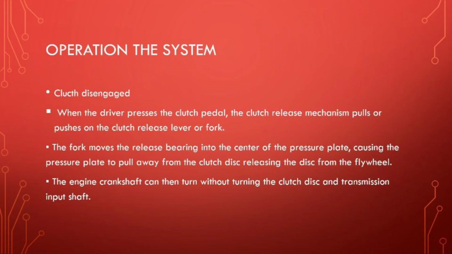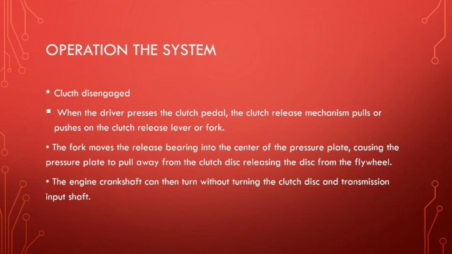Clutch operation. There are two clutch operations. First, clutch disengage. When the driver presses the clutch pedal, the clutch release mechanism pulls or pushes on the clutch release lever or fork. The fork moves the release bearing into the center of the pressure plate, causing the pressure plate to pull away from the clutch disc, releasing the disc from the flywheel.